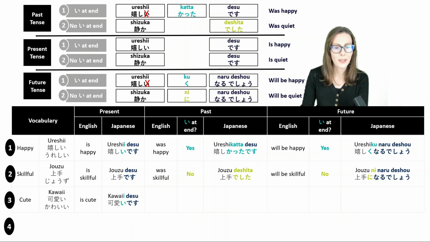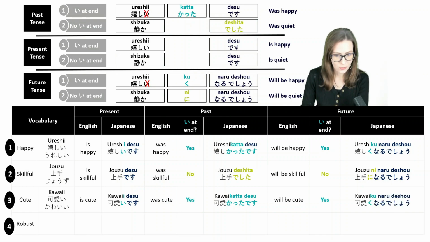And how do you say "was cute"? Is there a hiragana i at the end? I definitely see one. That means that we follow pattern number 1, right? It would be kawaikatta desu, right? And let's see the future. How do you say "will be cute"? Same question, same answer. The pattern is in front of you. You would say kawaiku naru desho, right?